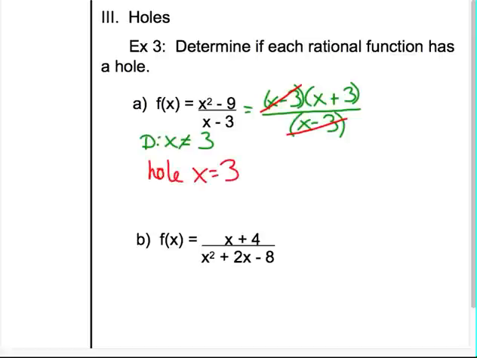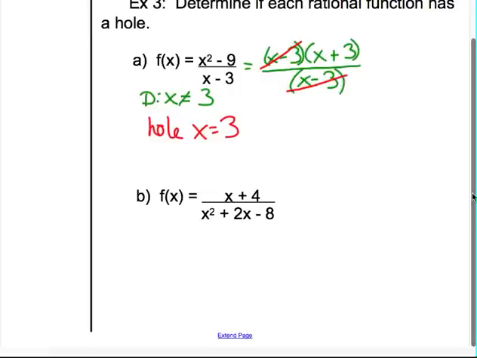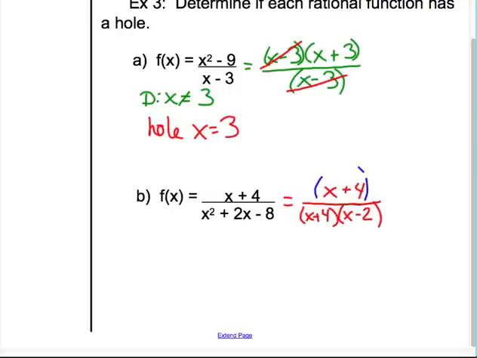All right, so let's take a look at our next example. When I factor my denominator, I get what multiplies to -8 and adds to +2. So again, I'm getting this common factor in the numerator and denominator. So the hole occurs at x equals -4.